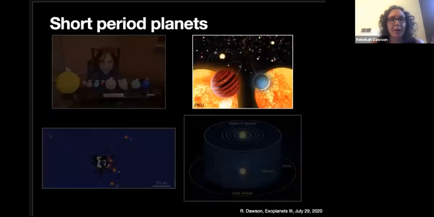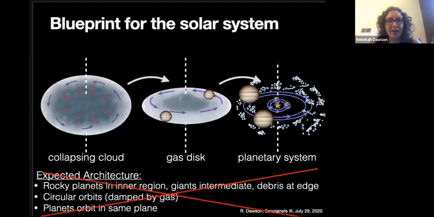I'll first speak about short period planets such as hot Jupiters and hot Neptunes. These clearly do not have the expected architecture. So what are we missing or getting wrong in this framework?